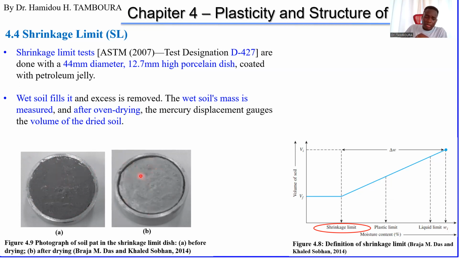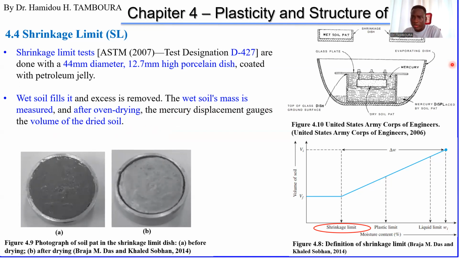And after drying, we go to find the volume of the dry soil now. So we just remove the soil and put it in mercury, and mercury displacement gauges the volume of the dry soil. It's something like this. This drawing is showing how the mercury displacement test is done. You see here, this is the soil sample.